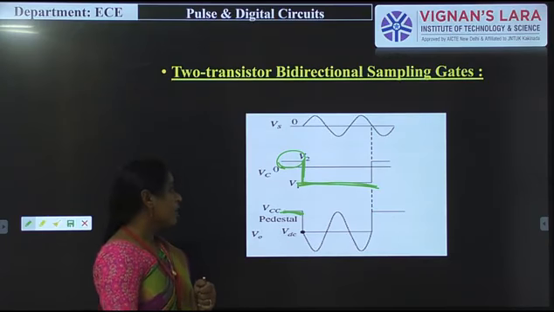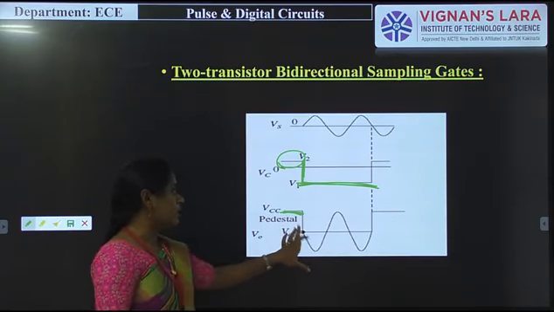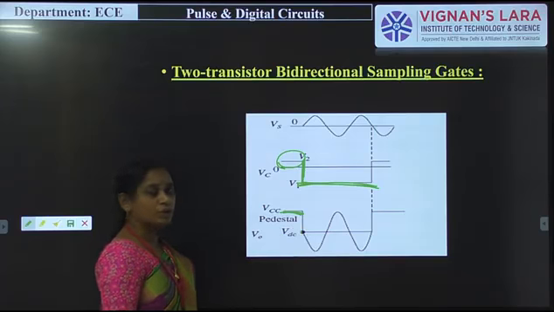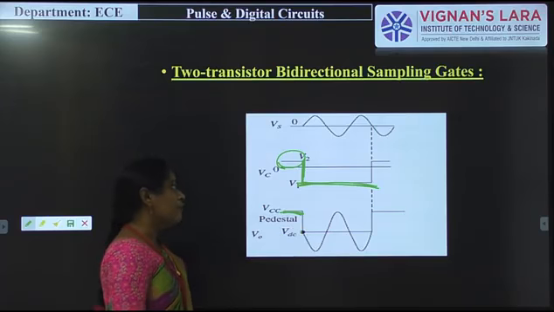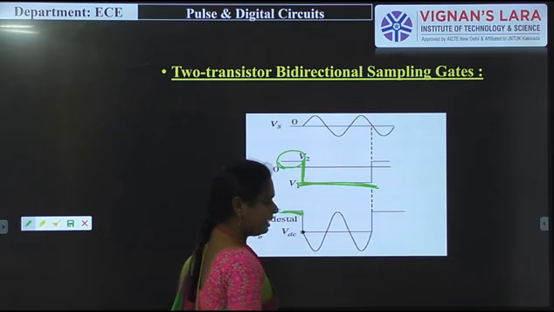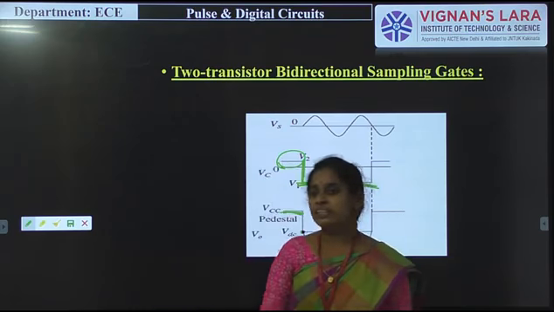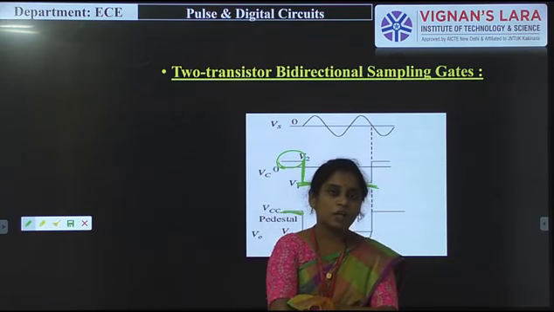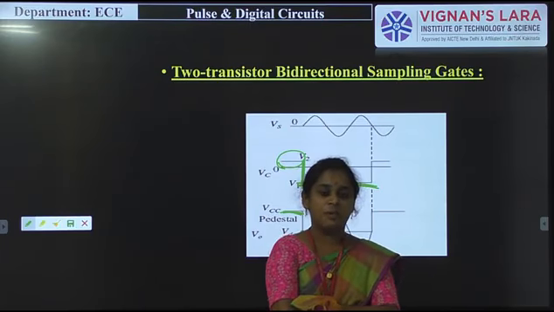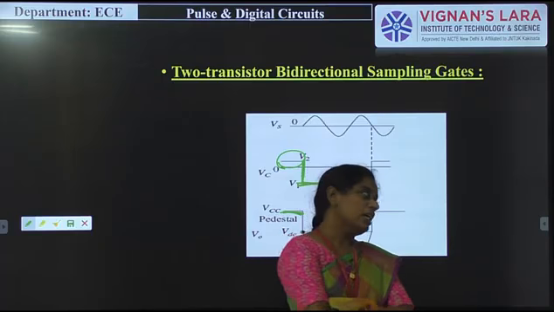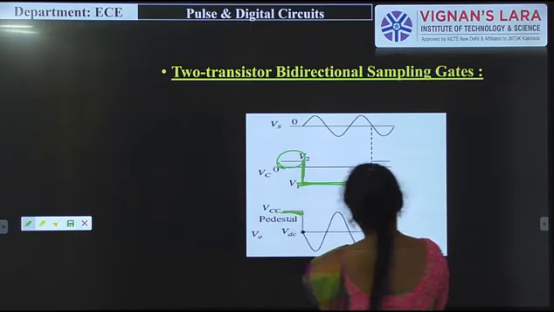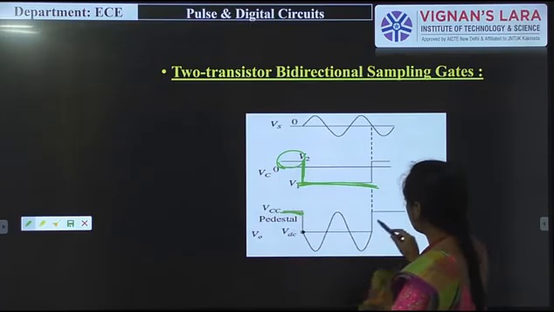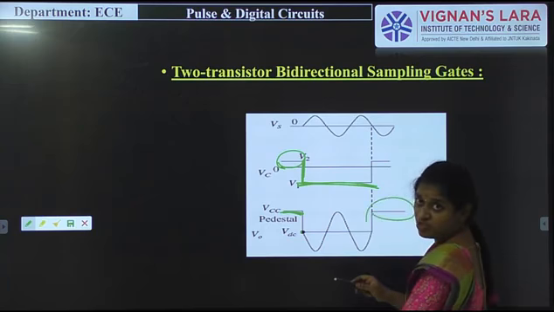So simply, whatever input signal we give will be produced at the output side with a phase shifting operation. But there is a drawback of the transistor based bidirectional sampling gate. What is the drawback of this particular transistor based bidirectional sampling gate? Simply, there is a chance of pedestal. So pedestal is nothing but this signal. Here there is a chance of pedestal.